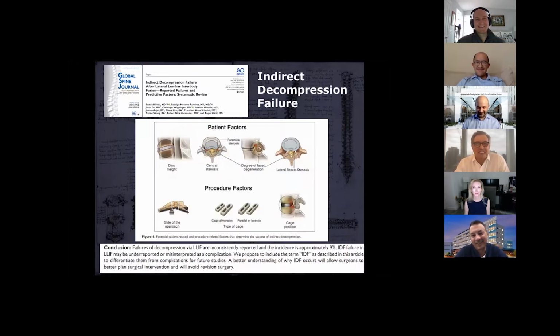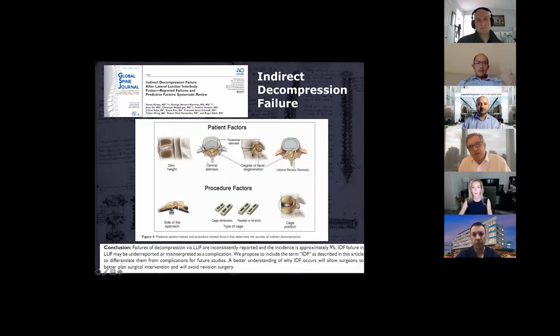This is the only paper I want to show. Again, indirect decompression: if you rely on lateral surgery, you got to understand the patient's anatomy and what's causing the patient's symptoms. You got to look at the lateral recess stenosis. We know that lateral surgery doesn't work very well for lateral recess stenosis. Facet joint degeneration can be a problem. You can't rely on indirect decompression in patients who have a severely degenerated facet. Patients with very severe lumbar central stenosis, same thing. You can't necessarily rely that indirect decompression is going to do a good job.